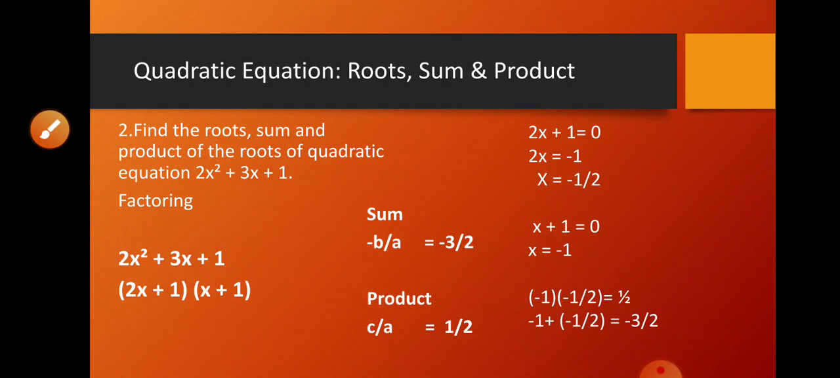So what will be the sum and product? We can make use of the formula negative b over a. Our negative b is negative 3, and our a is 2, so negative 3 over 2. That's our sum. And for the product, that's c over a. So c is 1 and a is 2. So that's 1 over 2.